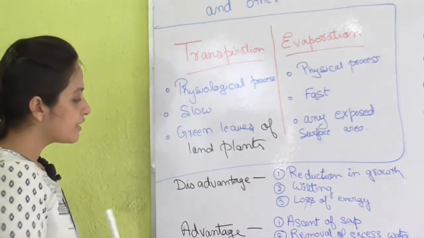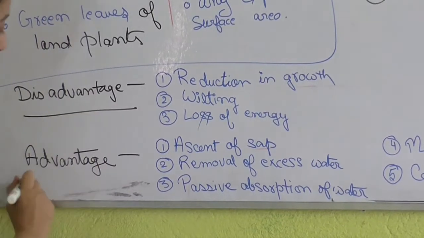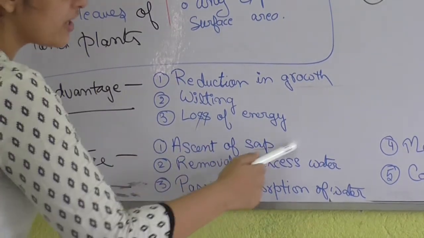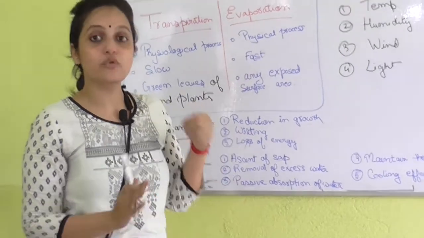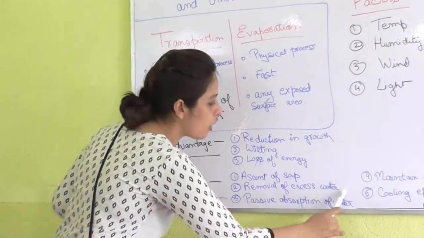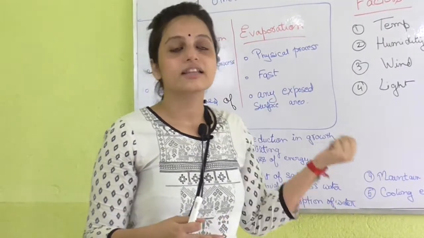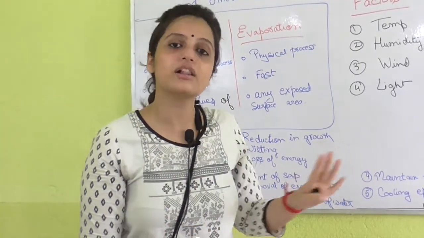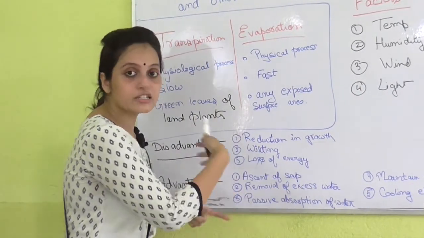Next, what are the advantages and disadvantages of transpiration? Let's start with the advantages. Transpiration helps in the ascent of sap. Just now we have studied this: what is the ascent of sap, and how the transpiration pull is helping the ascent of sap. The next one is the removal of excess water. We have just now said that the root gathers a lot of water, but the plant does not use all of it. It uses a part of it, so the excess water is removed.